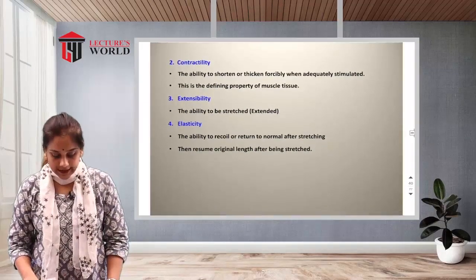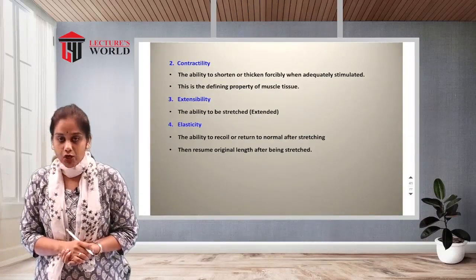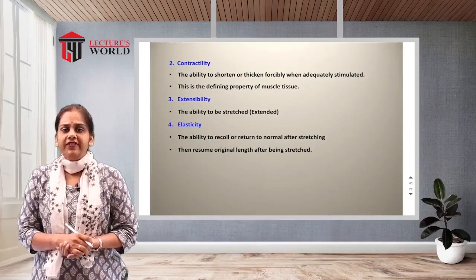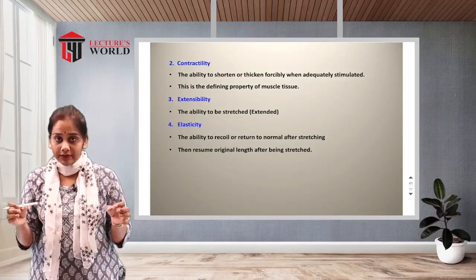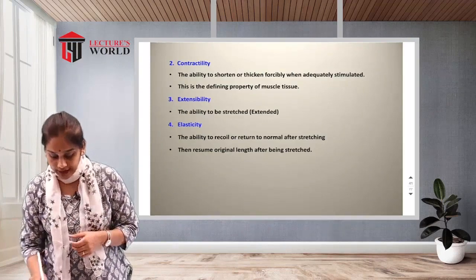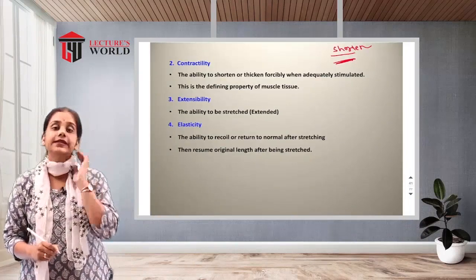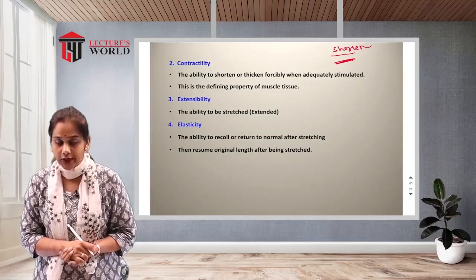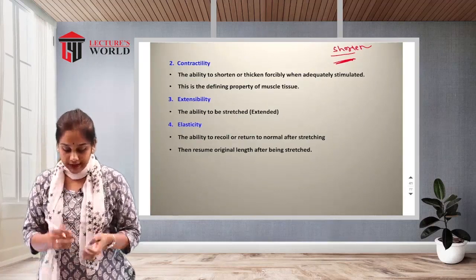The second characteristic is contractibility. So what is contractibility? The ability to shorten or thicken forcibly when adequately stimulated. When we give stimulation to the muscles, the muscle can shorten, flatten or thicken. Shortening or thickening is known as contractibility. So this is also a defining property of the muscle tissue, a general characteristic of the muscle tissue.